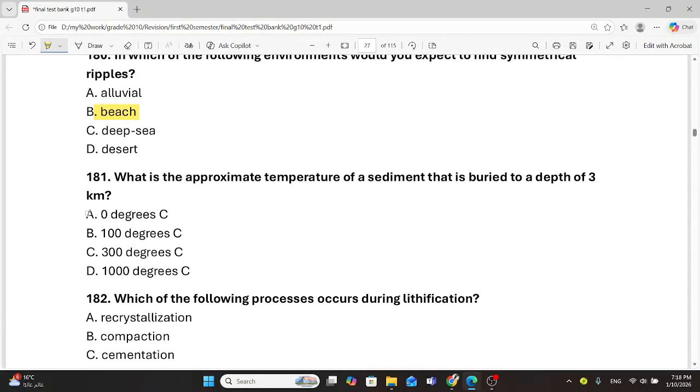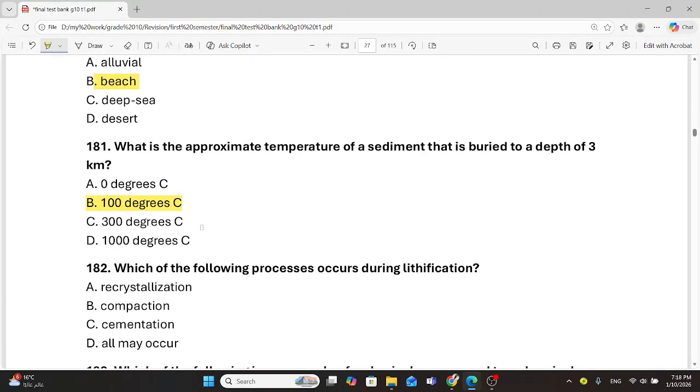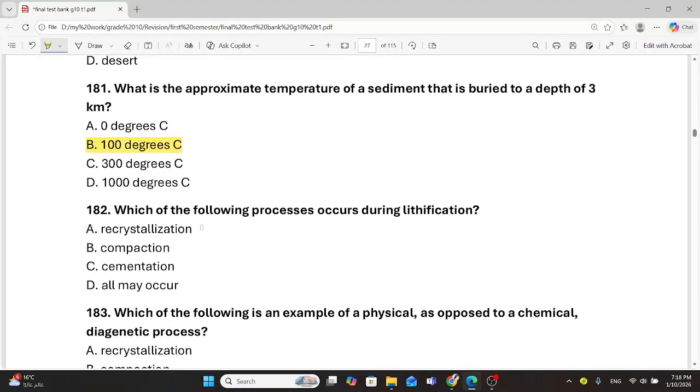What is the approximate temperature of a sediment that is buried to a depth of 3 kilometers? 0 degrees Celsius? No. 100 degrees Celsius? Because we said that nearly every kilometer of depth, the temperature increases by 30 degrees. So approximately it will be 90 degrees, and the closest option here is 100.